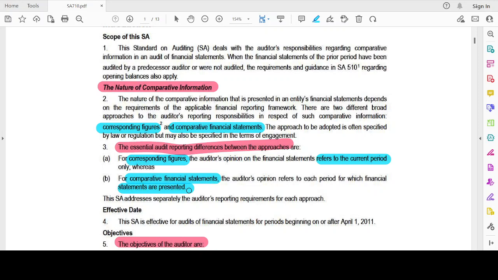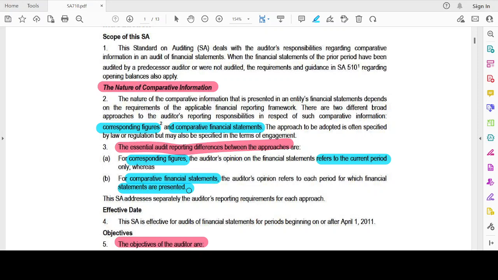Generally, the auditor's opinion will also be there for the opening balances, right? That's what it is: the auditor's opinion refers to each period for which the statements are prepared. So for comparative financial statements, generally we are doing it without realizing that it is comparative information, right?